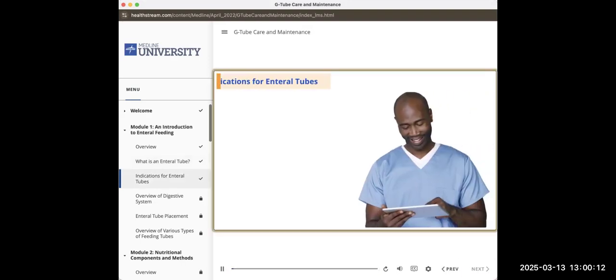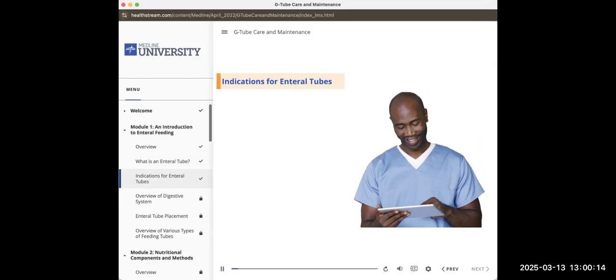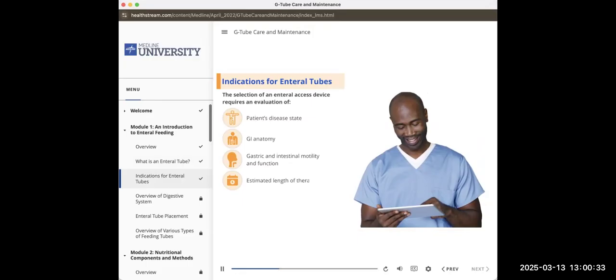The medical provider determines when and if an enteral nutrition tube should be placed. The selection of an enteral access device requires an evaluation of the patient's disease state, GI anatomy, taking into account past surgeries, gastric and intestinal motility and function, and the estimated length of therapy.